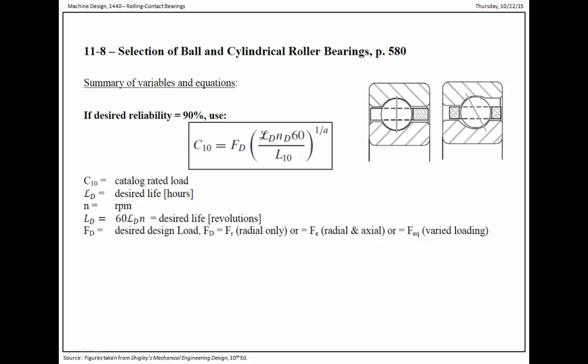All right, so summary. Here's the equation that we use if we have 90% reliability and it's all radial load, and we could even use this. We could substitute FD if we combine the radial and axial, or we get a total equivalent with the varied loading. We could put that in for FD, and we could find this catalog rating. Conversely, we might also want to estimate how long our bearing will survive, and we could solve for the LD in there if we know what the catalog rating is, what our external load is going to be, and what the manufacturer's considered life is going to be for 10%.